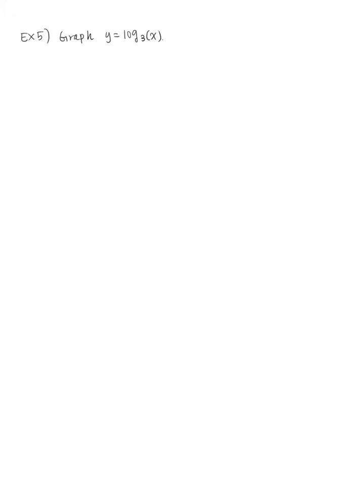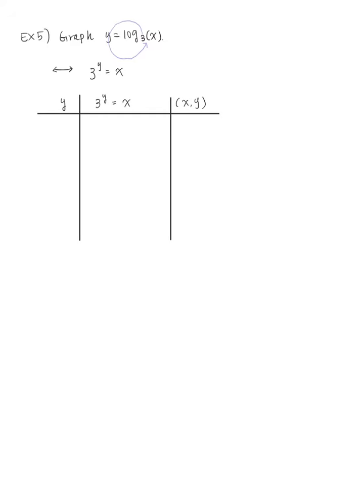Let's take a look at example 5, graph y equals log base 3 of x. Now, I'm going to convert this into an exponential form, which is 3 to the y equals x. Because they're equivalent, remember? So I'm going to write it as 3 to the y equals x. And now I'm going to make a chart. Okay, so I'm going to make the chart with y, and then 3 to the y equals x, and then I'm going to express that as an ordered pair.